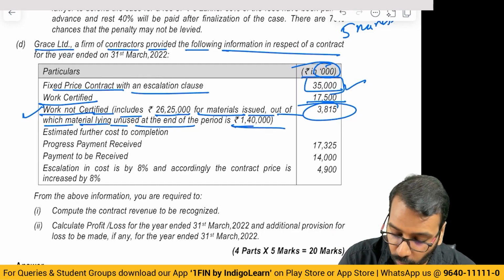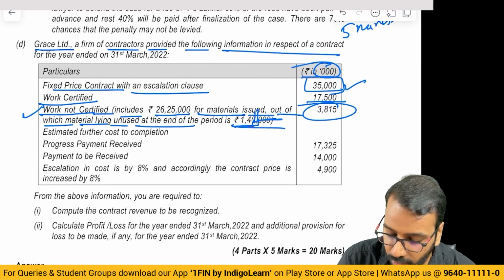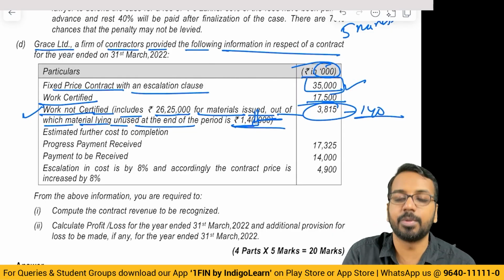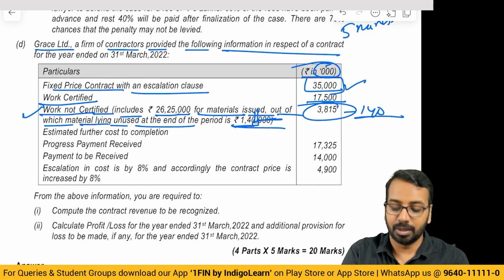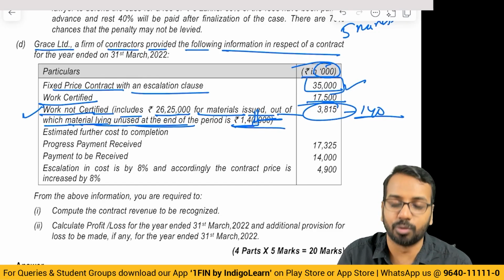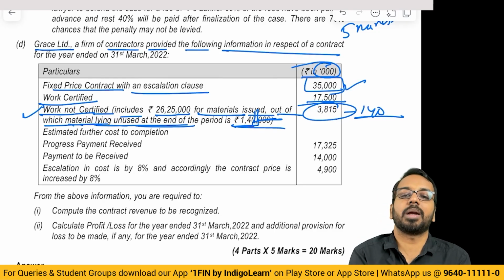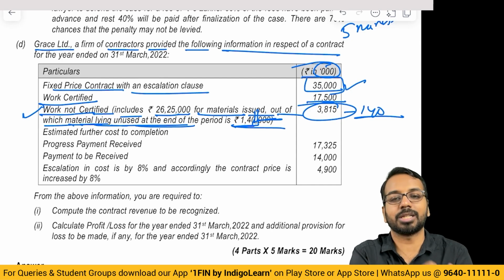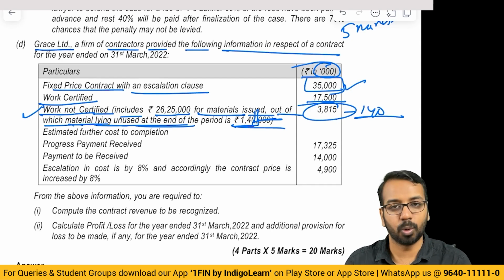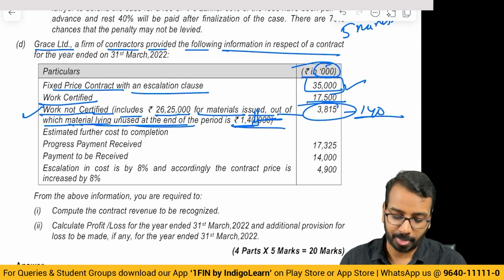Out of that, 140, I have to ignore these 3 zeros. Minus 140 will be my work not certified. Why? Because this material is still unused. So if material is unused, that becomes my inventory as per AS 2. So I should not include it as a part of my work cost incurred.